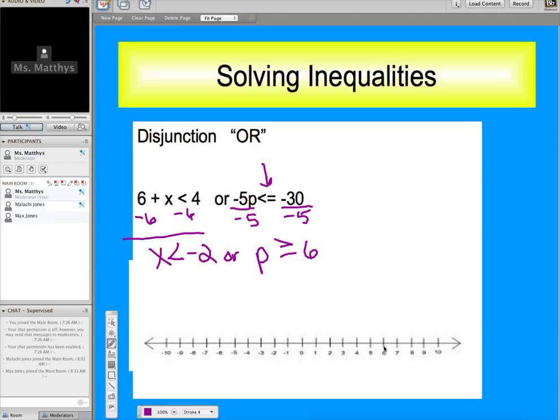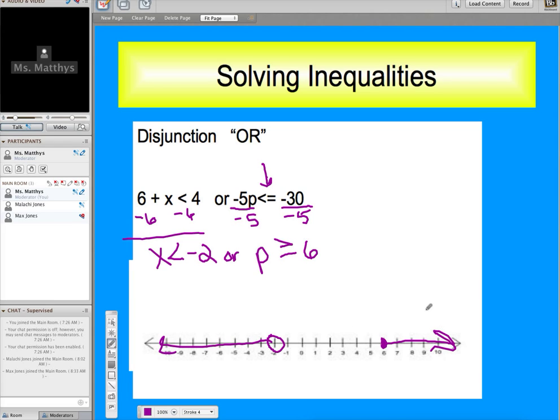Okay, let's find our points. p is greater than or equal to 6. So is it open or closed? Closed. And it's greater than. Which way do you want to shade? To the right. Yep. Okay. And now x is less than 2. Is that open or closed? Open. And which way do you want to shade? To the left. There you go.